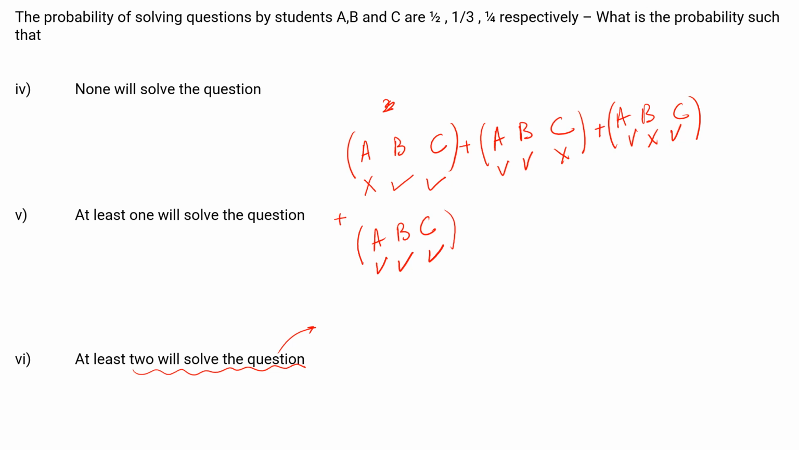Probability of not solving the question is 1 by 2. Probability of solving by B is 1 by 3, solving by the C is 1 by 3. Probability of A solving 1 by 2, B solving 1 by 3, C not solving 3 by 4. A solving 1 by 2, B not solving 2 by 3, and C solving is 1 by 4.